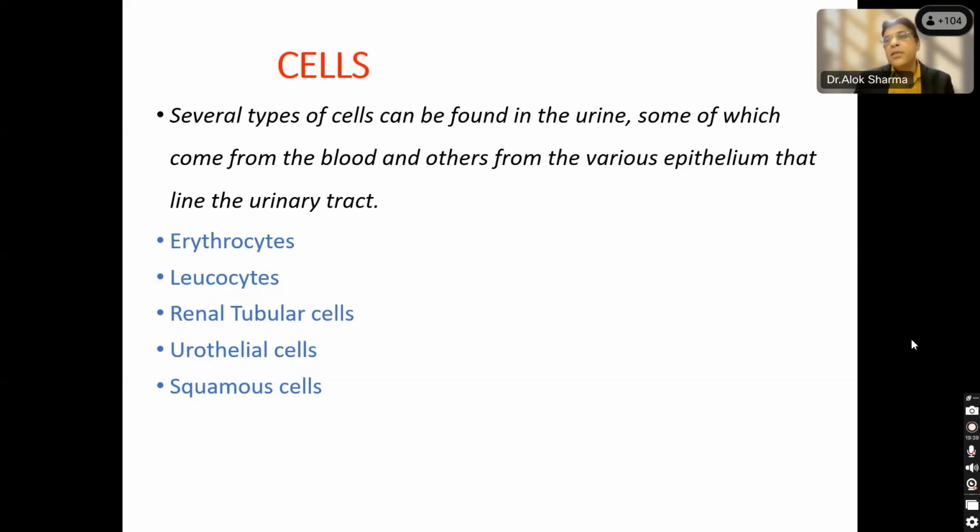And if you remember, there was one stain I told you earlier. We can talk about it later in the seminar, which will distinguish between the various cellular types. So those kinds of general stains are useful to do when you want to distinguish between the various cellular types in the urine.